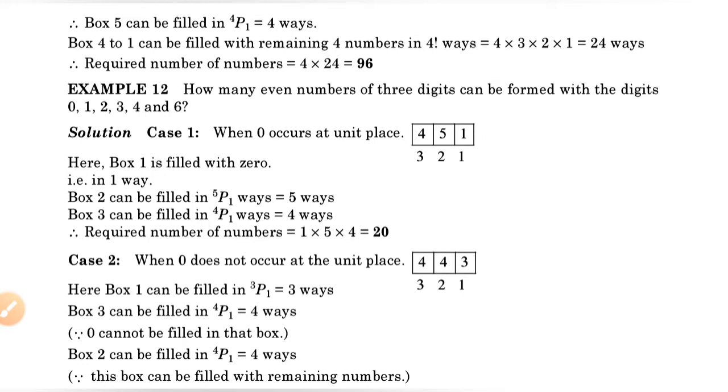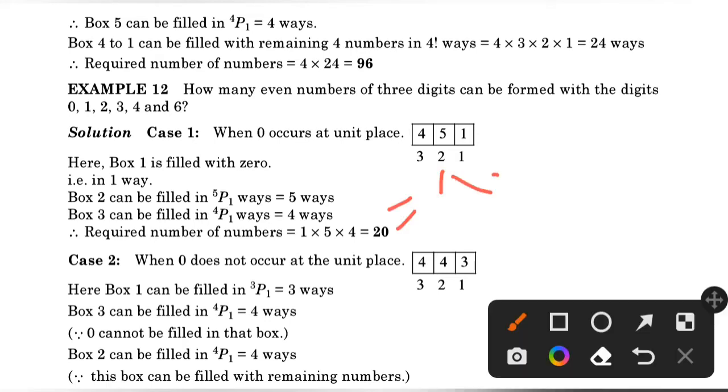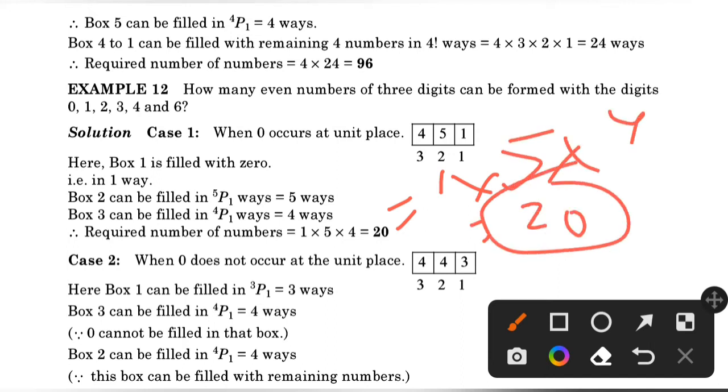So the total number of ways to fill these 3 portions or 3 boxes is 1 into 5 into 4. So this is equal to 20. So in 20 different ways this can be filled by using the first case when 0 occurs at the unit place.